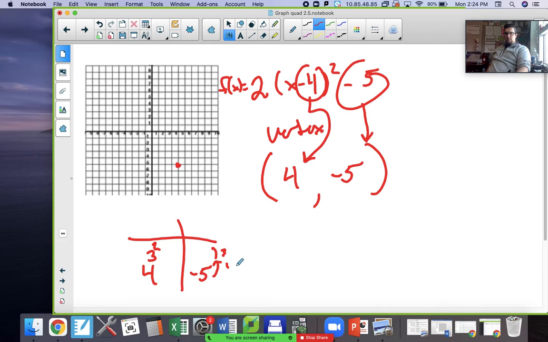Up by 1, up by 3. Multiply that by our a value. Negative 3 and 3. Our axis of symmetry, of course, goes right through our vertex. Oops, no, right there. I need to work on my parabola drawing skills. And there it is.